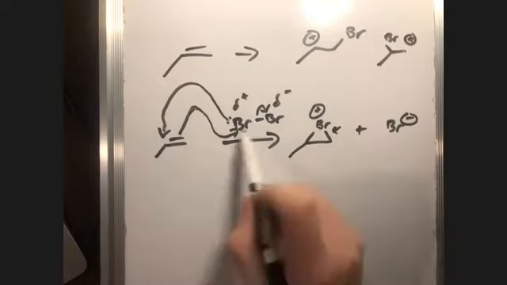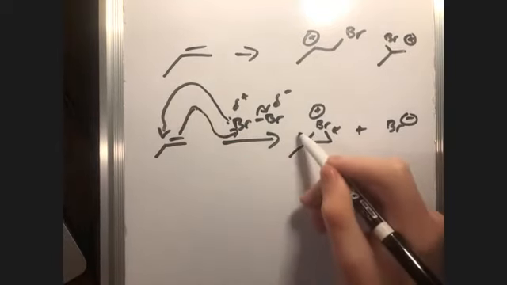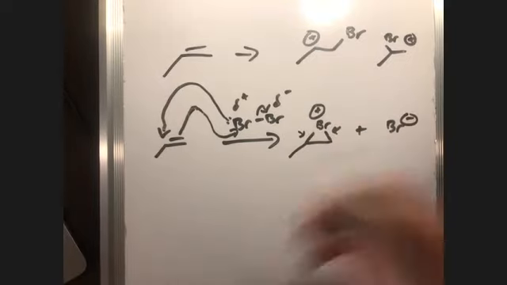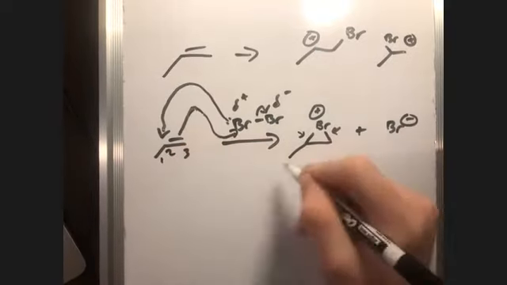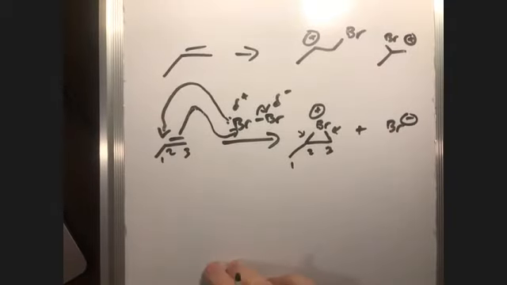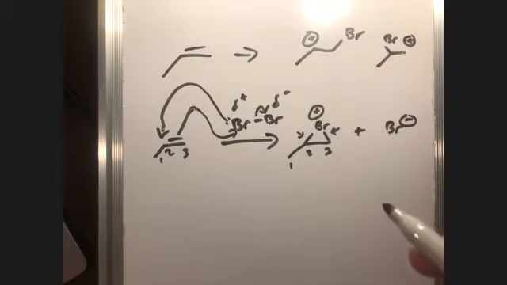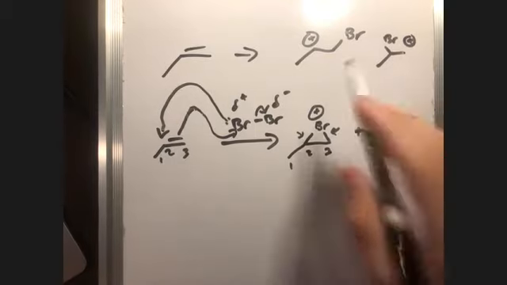And then this lone pair is coming back to form this bond to the bromine, this one here. And you keep everything else the same. So this is 1, 2, 3. We have this three-membered ring involved with the 2, 3 position. So why is this a more stable intermediate than these?